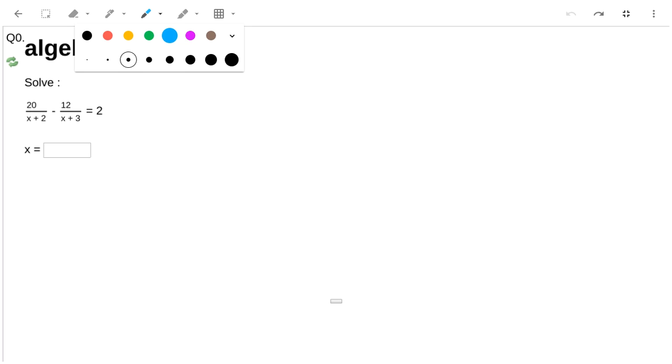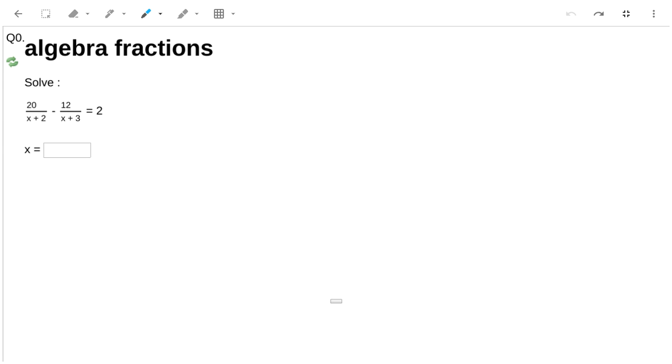Okay, this is an algebraic fractions question. Lots of algebra to do. Let's get started. First thing we need to do is write out the question at the top here: 20 over x plus 2 minus 12 over x plus 3 equals 2.